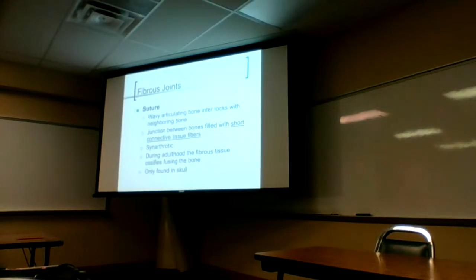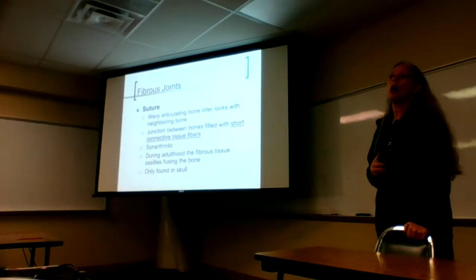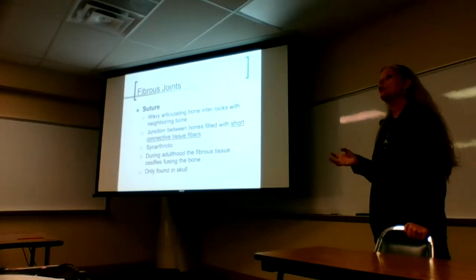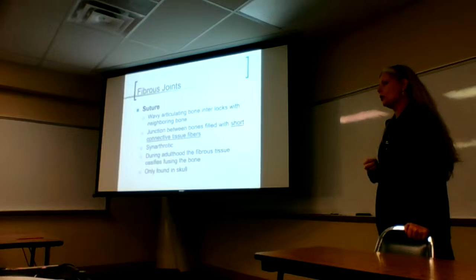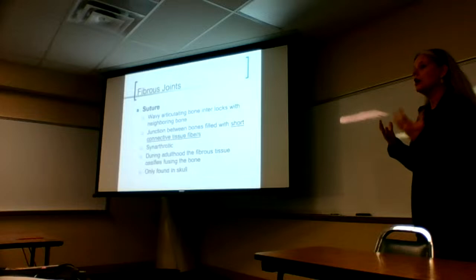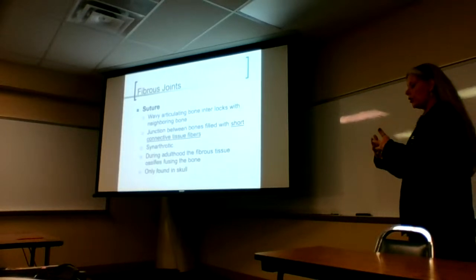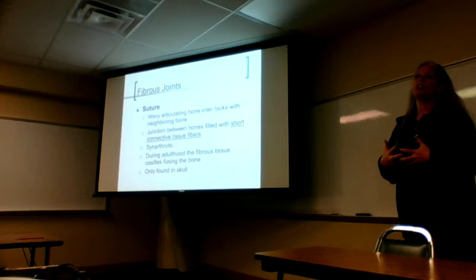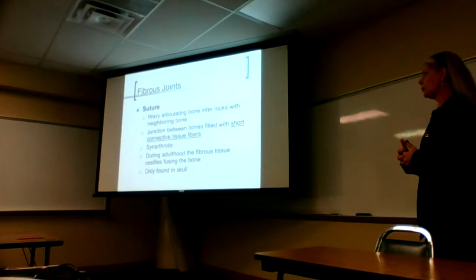So the first type we have are sutures. So structurally, sutures are going to be fibrous joints. Functionally, they are synarthrotic. They do not move, they do not wiggle, because we don't want our skull to wiggle around because then it's not very good at protecting the brain underneath it. So by definition, a suture is where you're going to have wavy articulating bones that interlock with each other, kind of like puzzle pieces to keep them together properly.